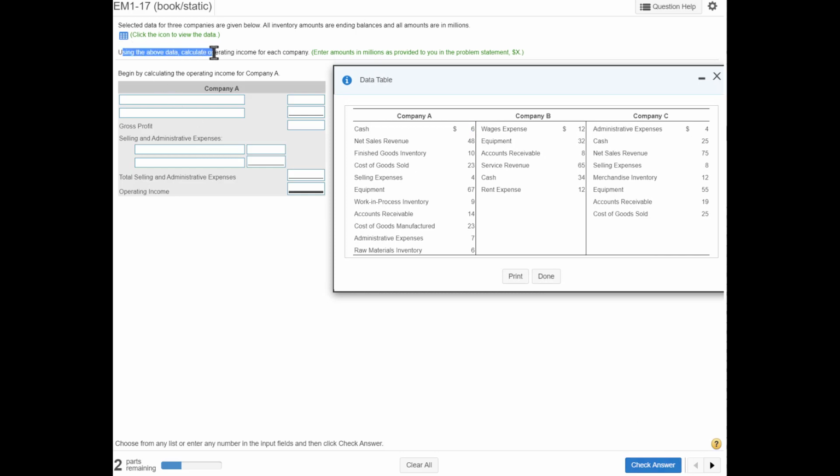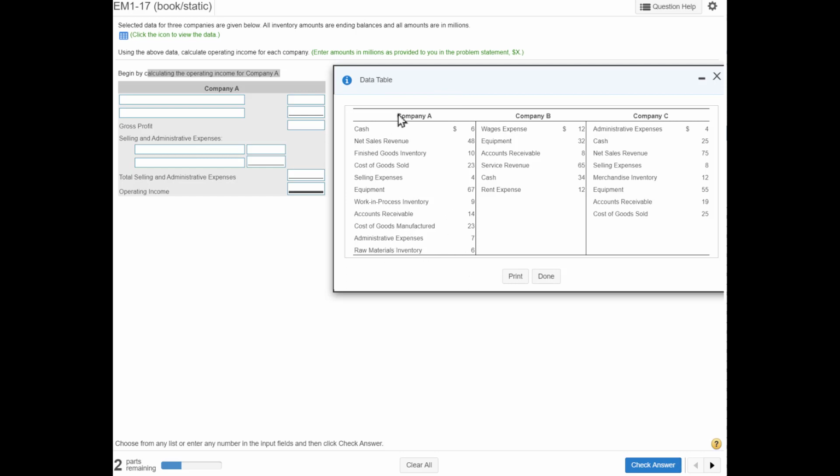Using the above data, calculate operating income for each company. Enter amounts in millions as provided to you in the problem statement. Begin by calculating the operating income for company A. So we're going to do the company with the most data presented.